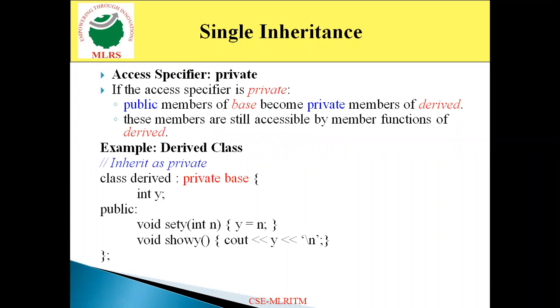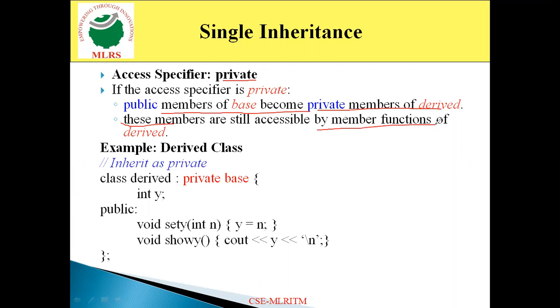Now take the next case. Assume that here we derive a new class in private mode. When we derive a new class in private mode, whatever members are in public mode in the base class become private members of the derived class. And we cannot access the private members of the base class through the member functions.